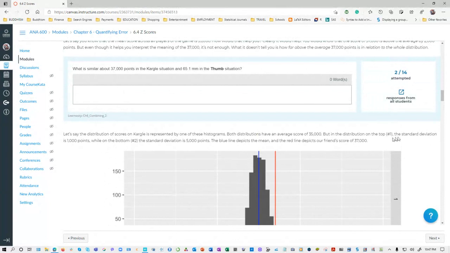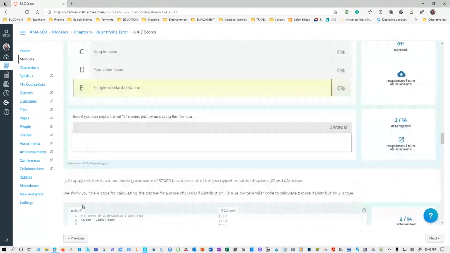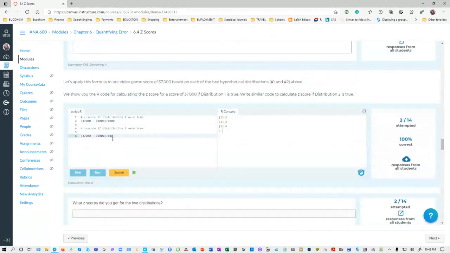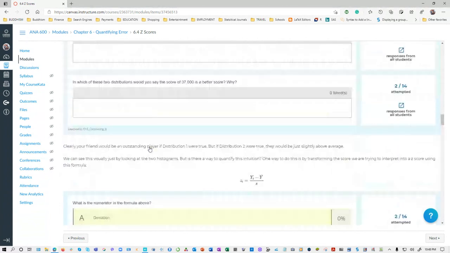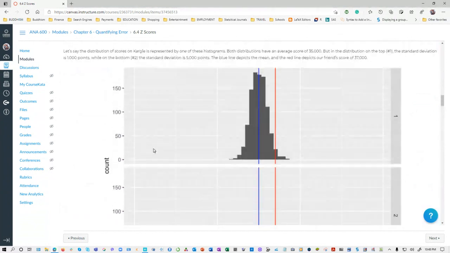Let's say there's 1,000 points, 35,000 being the distribution average. Okay, the distribution on the top has a standard deviation of 1,000 points, while the bottom one has a standard deviation of 5,000. I'm sorry, not 500. One has 1,000, the other one has 5,000. Yeah, I think I am going to get back to this one.